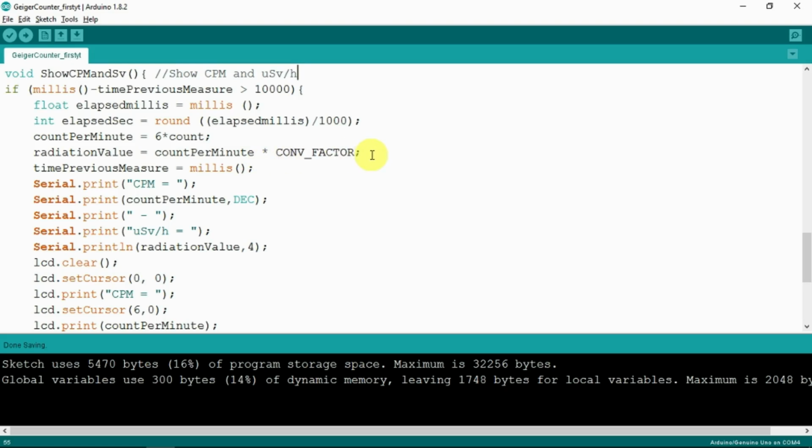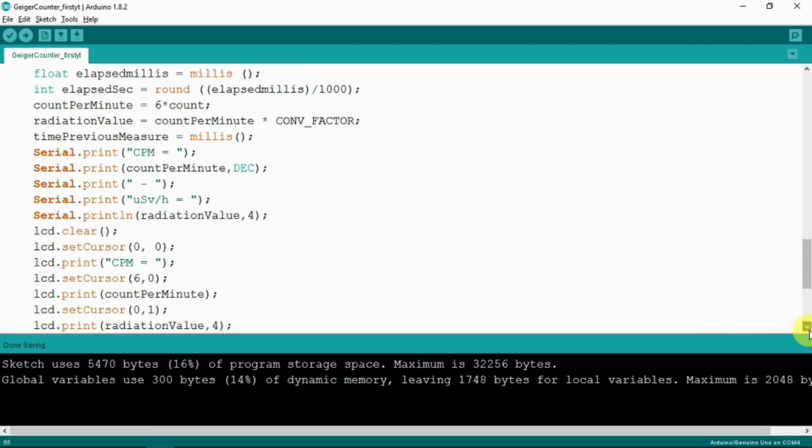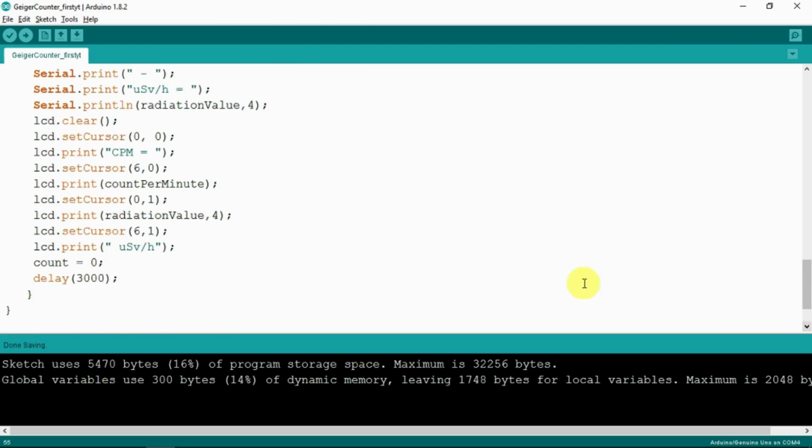And just as a bit of debugging, I find it useful to be able to set the serial port up and be able to get the information outputted there. So that will come out if you use the serial monitor. And then into our simple routine to show those values on the LCD itself.